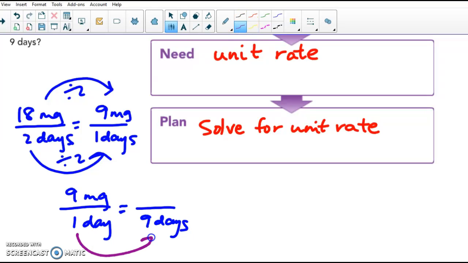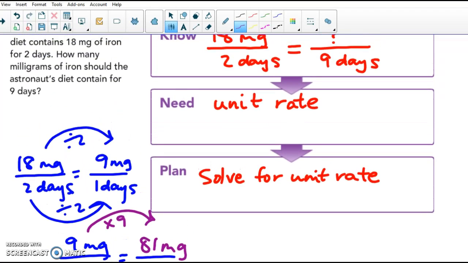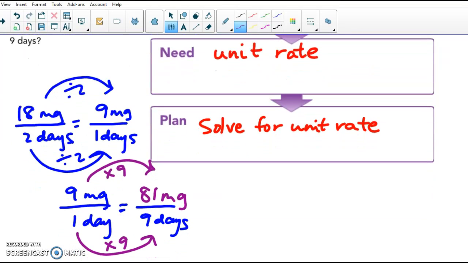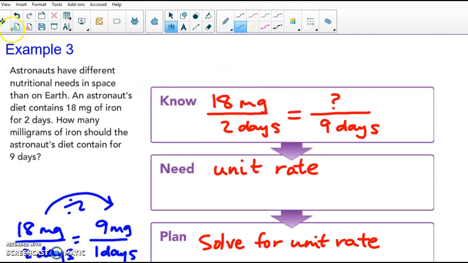Because, of course, to turn a 1 into a 9, I'm going to multiply by 9. And whatever I do on the bottom, I'm going to do on the top. So the astronaut is going to need 81 milligrams for 9 days. So that's another way that unit rates can come in handy to help us solve problems, not only just to find equivalent ratios and compare prices, but also to convert into other equivalent ratios as they are needed.